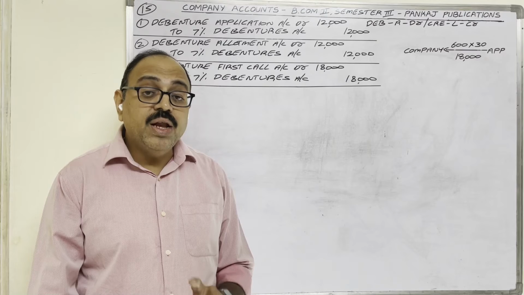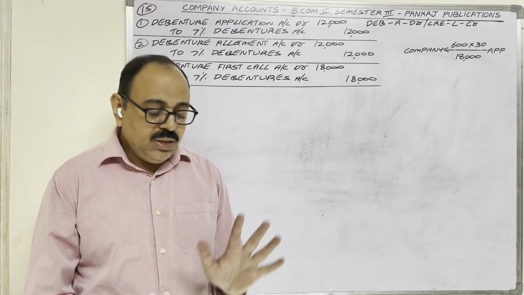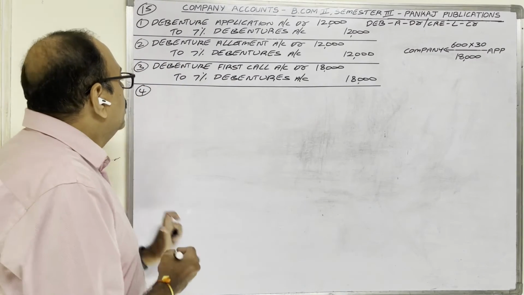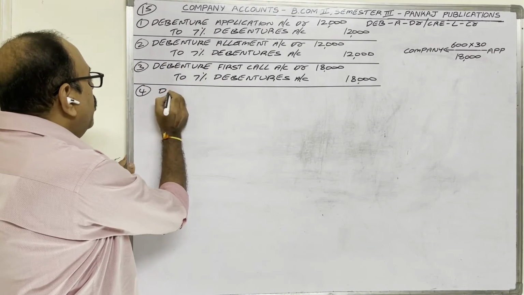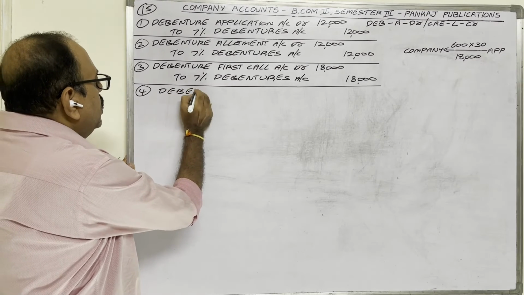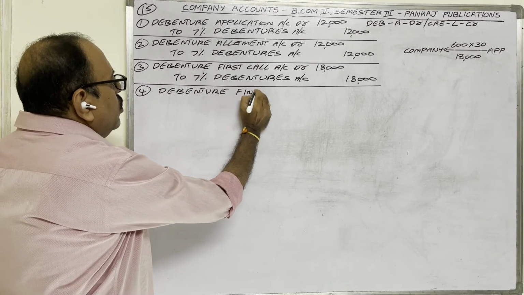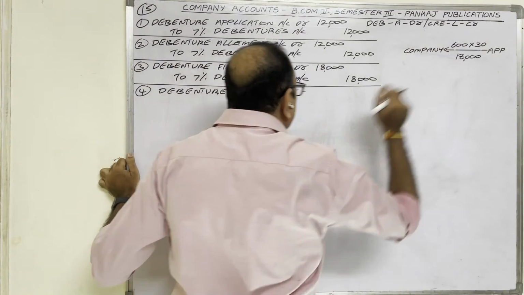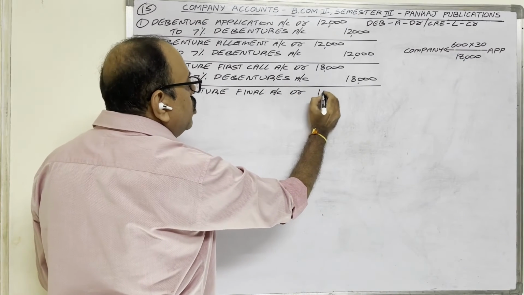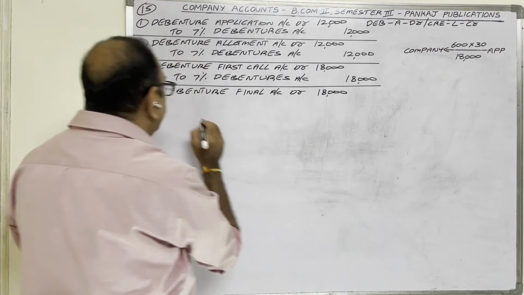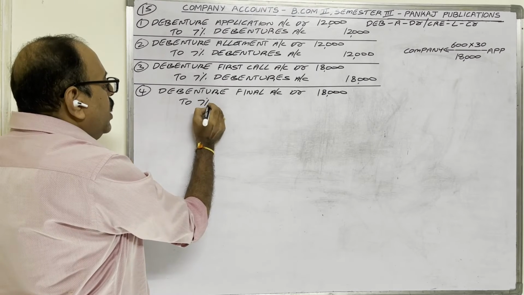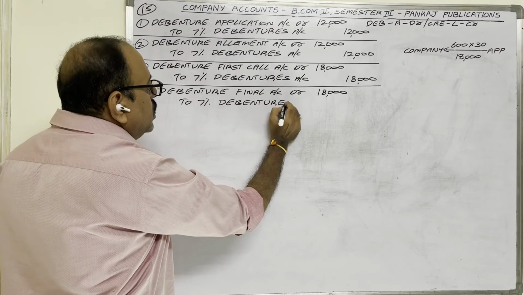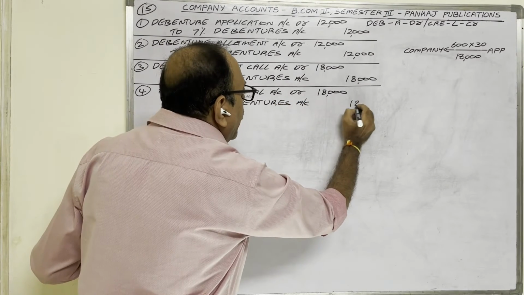Now come to debenture final call related entries. Same: first transfer entry, then money received entry. Transfer entry we have to write here now. Just like the third entry, in the fourth entry, debenture final call account we have to debit. Amount is also same, no? On one debenture, final call amount is 30 rupees. Therefore, 600 debentures into 30 rupees each, 18,000. This final call money we are transferring to debentures account, no? Therefore, credit 7% debentures account with the same amount, 18,000.